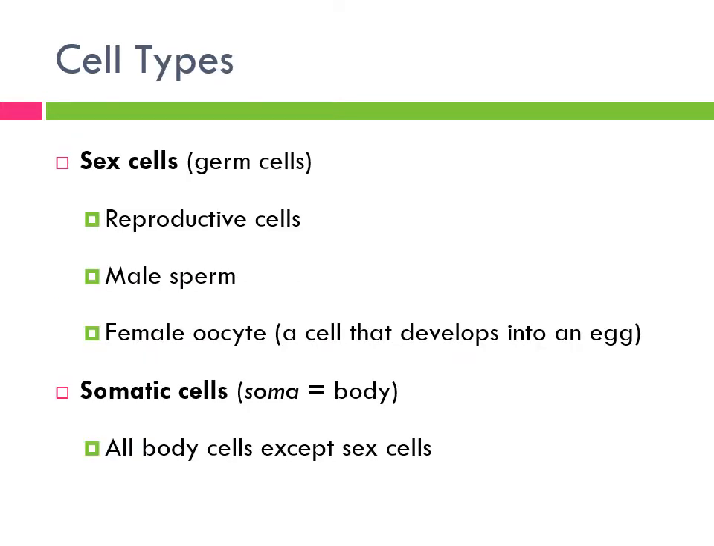We have two different types of cells in the human body. Sex cells, which are our germinative cells, are reproductive cells. In male humans, that is the sperm. In females, it is the oocyte that develops into the egg. You're going to learn about that in AMP2. But in AMP1, we're going to be discussing somatic cells, which are all the other body cells aside from sex cells.